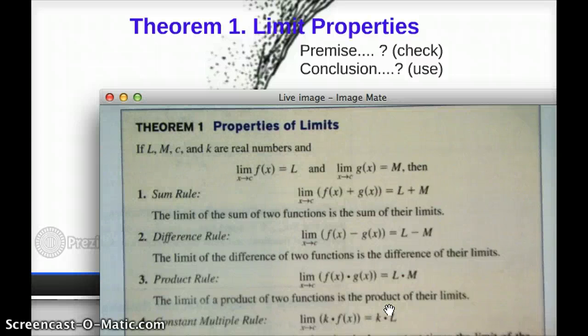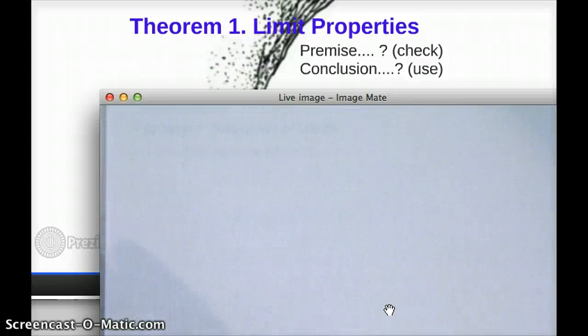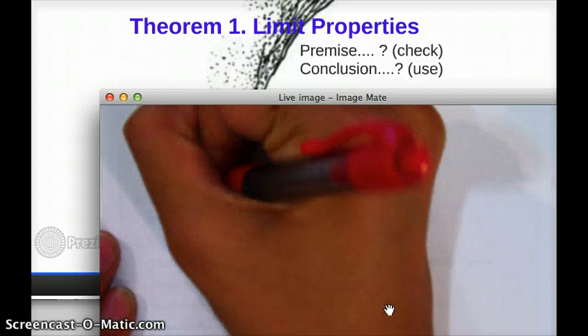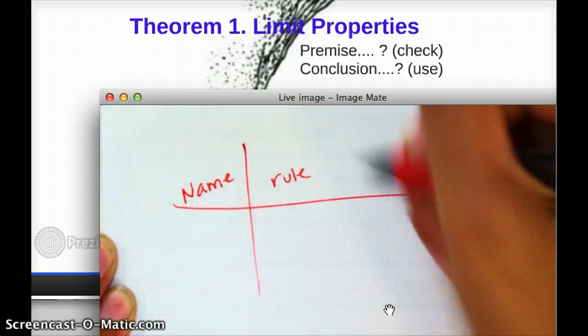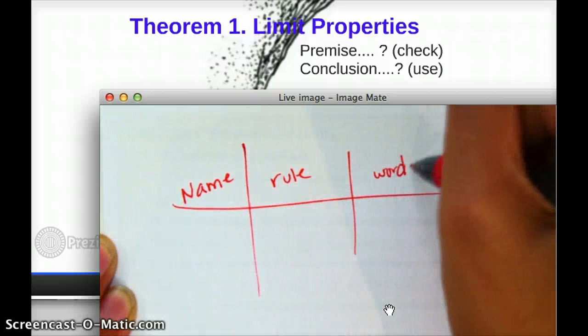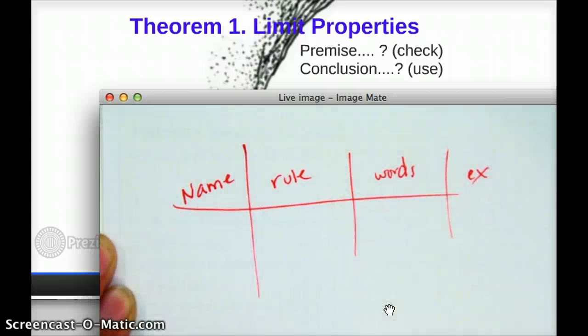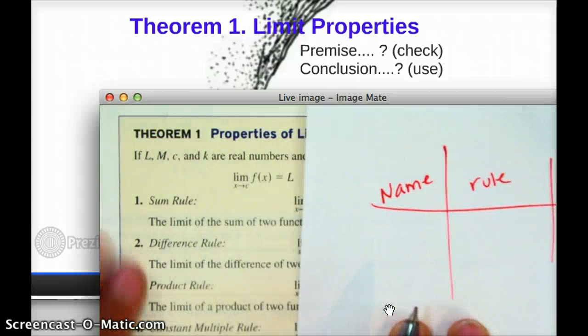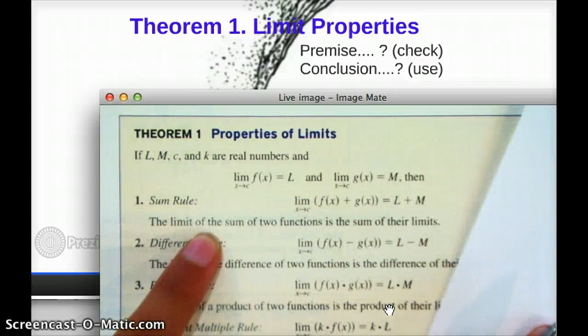When you look at a theorem, you always want to look for a premise and a conclusion. And what I would do if I were you is, in your notes really quickly, make a quick table for yourself, something maybe a little bit like this. I would make a chart that says name, rule, and then words. You could put examples out to the side if you want. And you are going to need to know these properties. So there's the name, there's the rule, here are the words describing what it means.